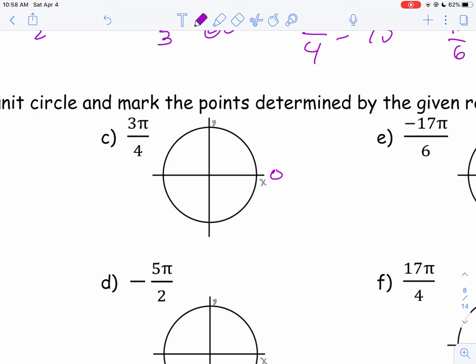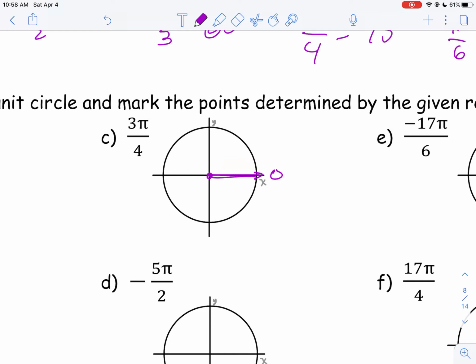3 pi over 4. Well, if we know that 0 degrees, or 0 radians, is here, this is the initial side of my angle. And then if I open this up and go around the circle, that is going to be the direction that we go for positive. If I go all the way around, that's going to come to 2 pi radians. Halfway around is 180, or pi radians.